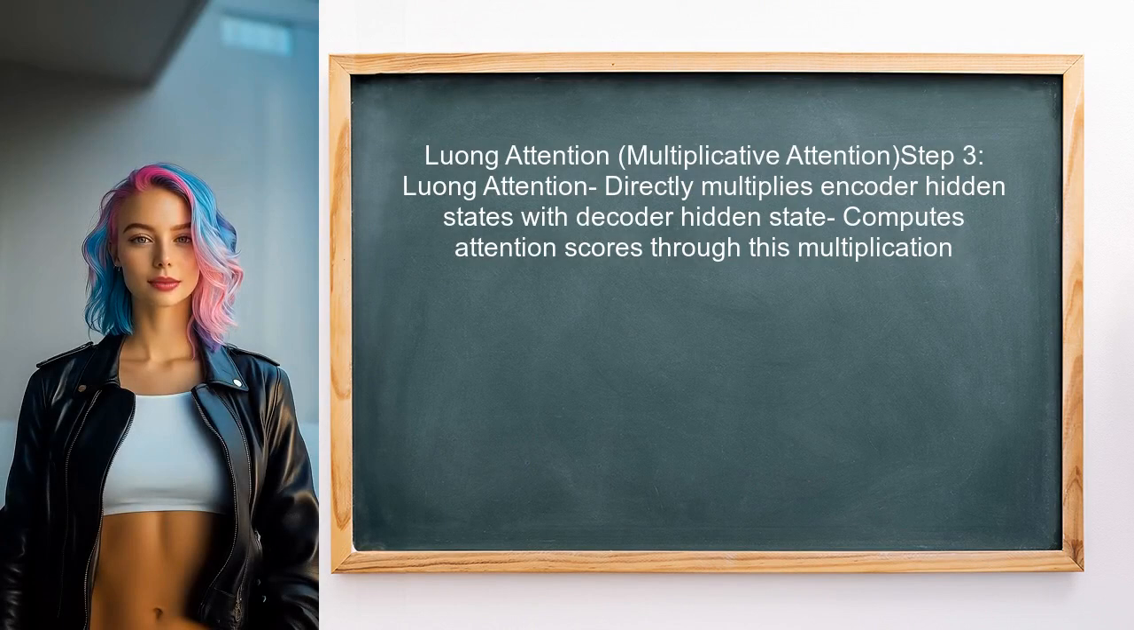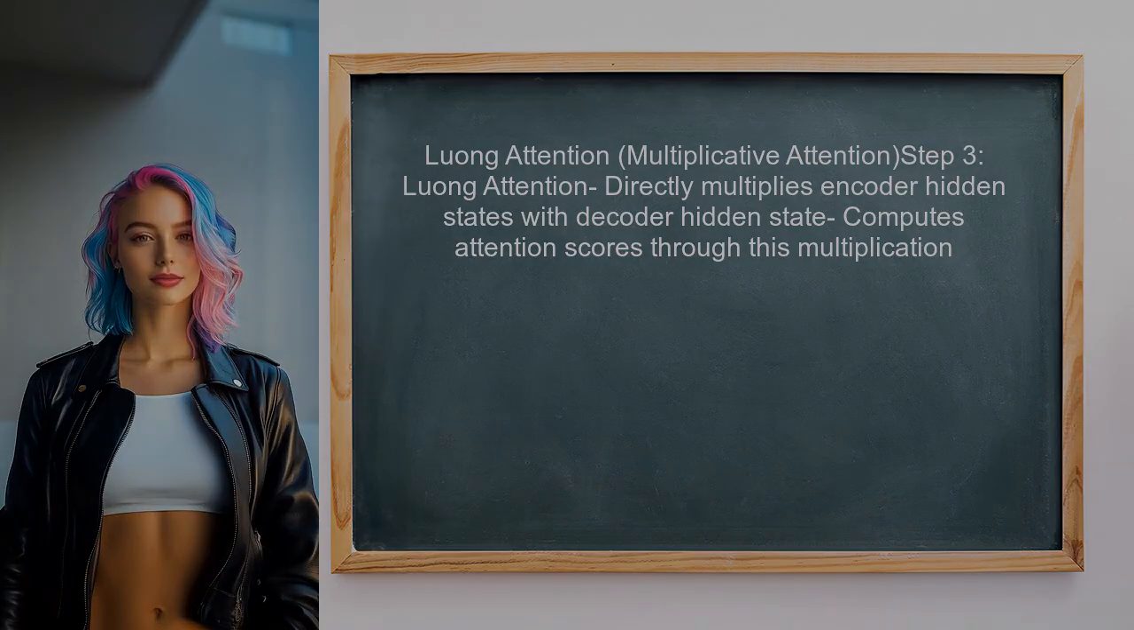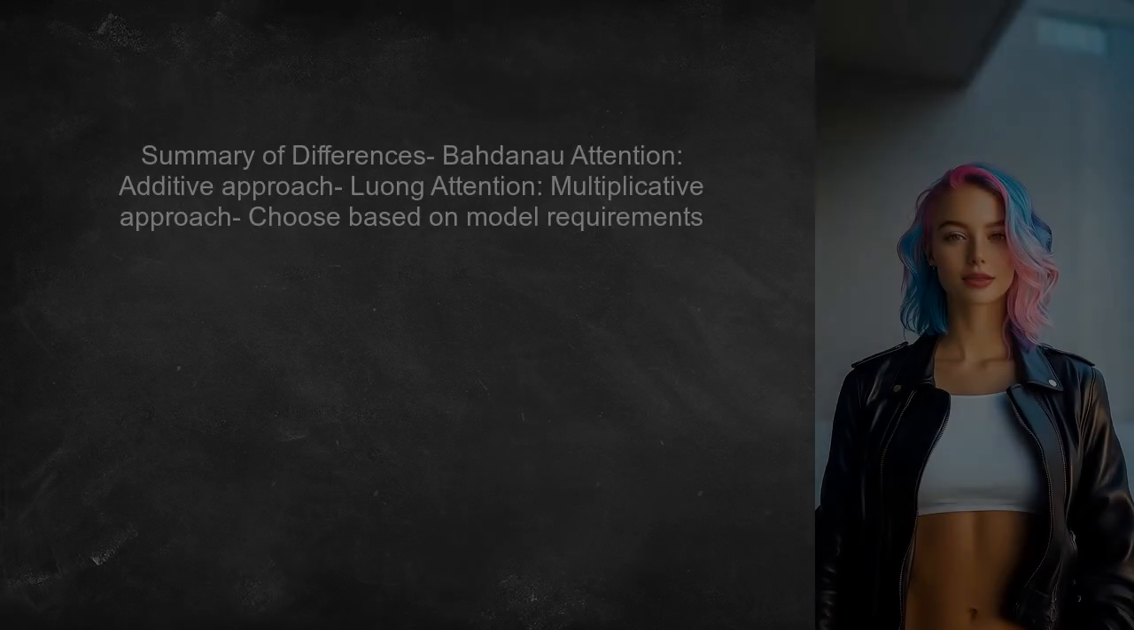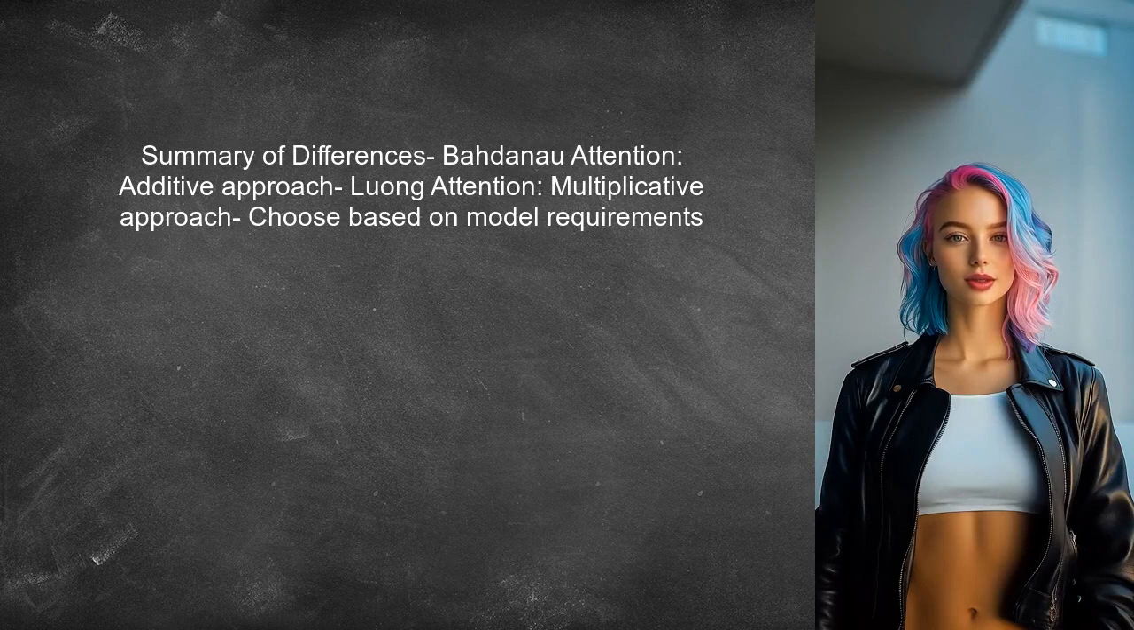Now, let's move on to Luong attention, which is also known as multiplicative attention. This method uses a different approach by directly multiplying the encoder hidden states with the decoder hidden state to compute the attention scores. The user should also be aware that Luong attention can be implemented in two ways: dot product and general. The dot product method simply takes the dot product of the hidden states, while the general method uses a learned weight matrix.